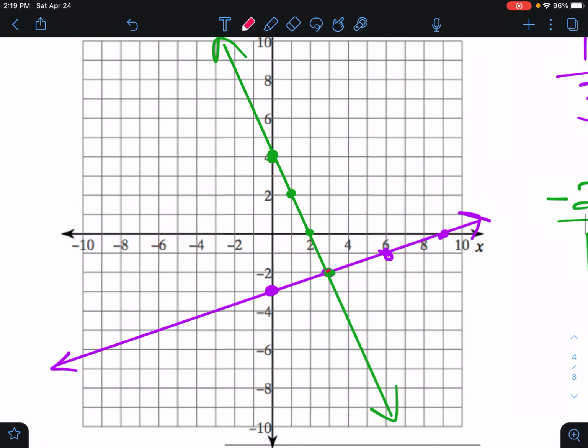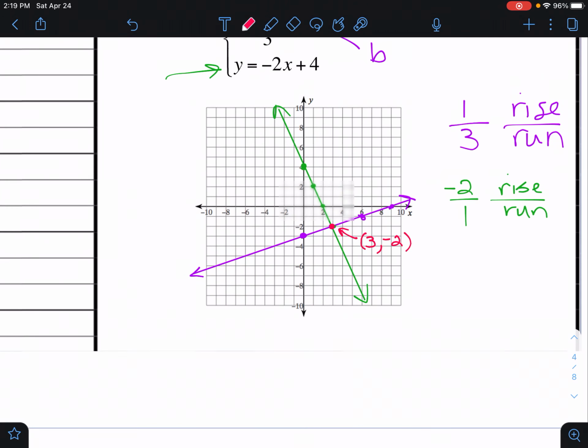This point right here, that point is x is 3, and y is -2. It's the point (3, -2). So that's my solution. This is the only point that's on both of them.